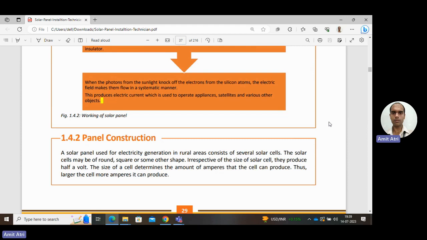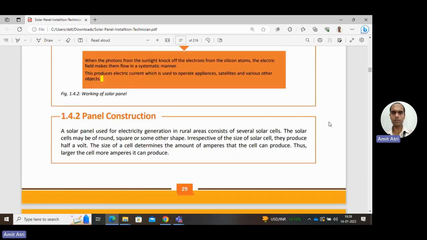Now coming to the next topic, the panel construction. The solar panel used for electricity generation consists of several solar cells, which we have discussed. The solar cell may be of round, square, or some other shape. The total voltage produced by a solar cell is less, about half a volt. Now the size of a cell determines the amount of current that the cell can produce. If the size of the cell is larger, more current will be produced by it.